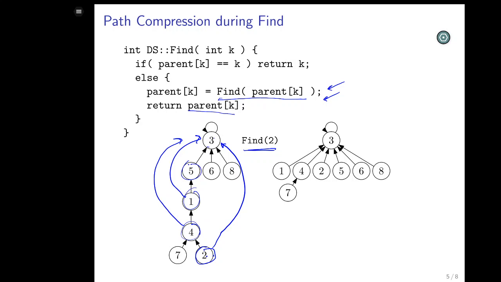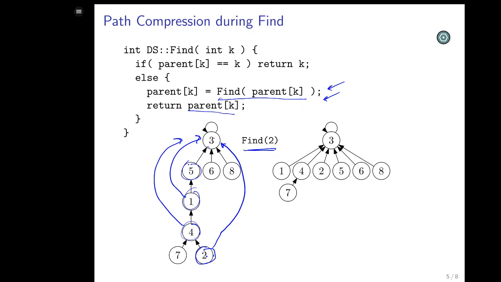So essentially what's happening is you trace all the way up to the root, you find out what the root of the tree is, and then after you unravel the recursion on the way back, it resets all of the parent pointers to be pointing to the root. That's path compression. Does it make sense?